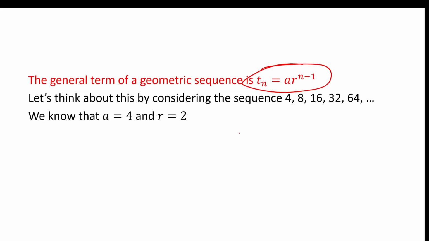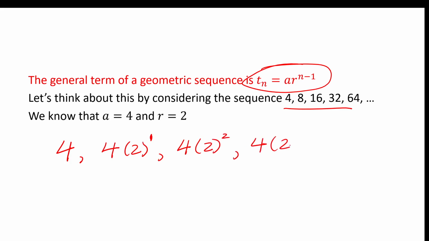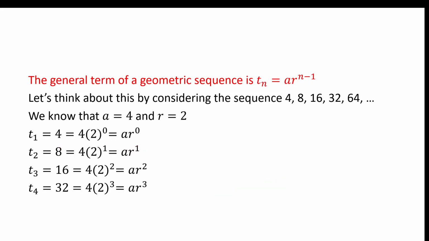So let's think about that for a second. Given this sequence right here, we know the first term is 4, and we know the second term is 4 times 2 to the exponent 1. We see the third term is 4 times 2 to the exponent 2. The fourth term is 4 times 2 to the exponent 3. So we see that the nth term will be 4 times 2 to the exponent n minus 1. And that's what we've written here.